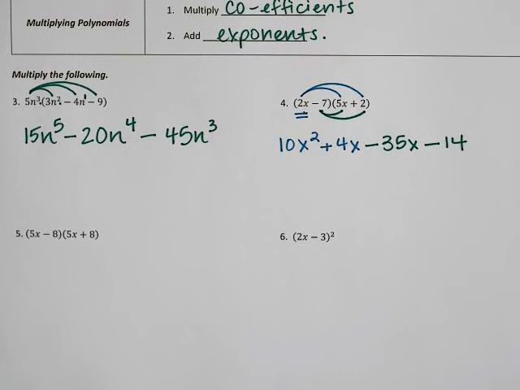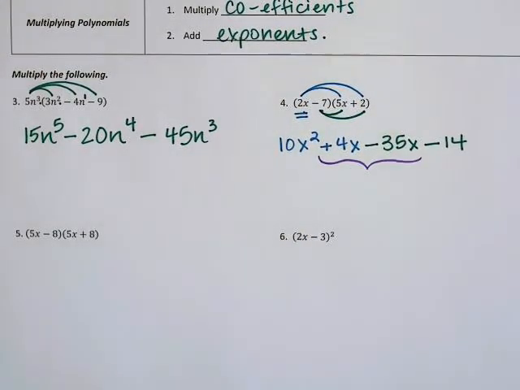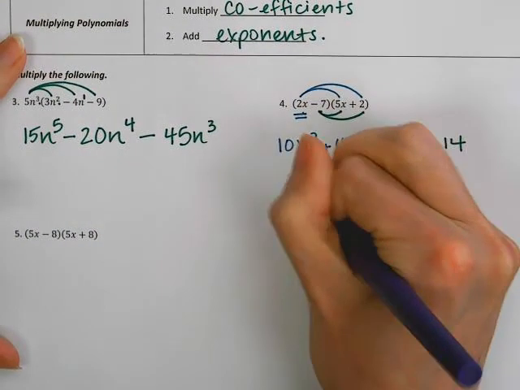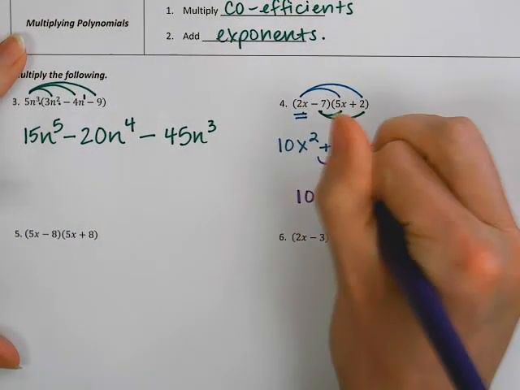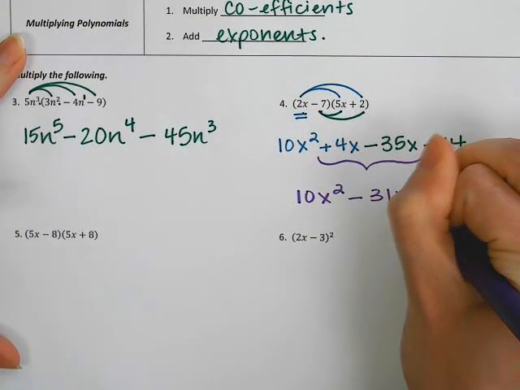And then you look and see if there's any like terms, and it looks like the 2 in the middle are. So final answer, 10x squared. If you add these together, you get minus 31x, and then minus 14.